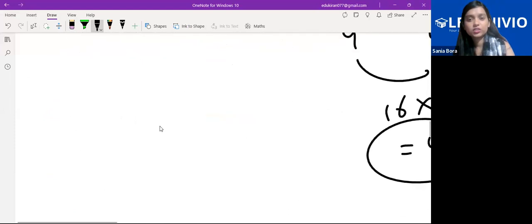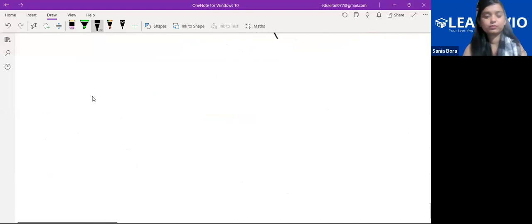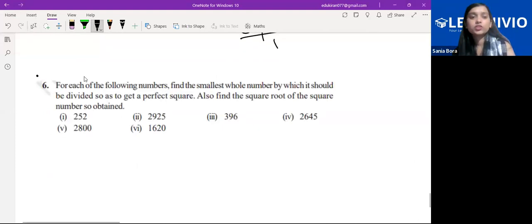So today we will be starting with the sixth question. The sixth question says, for each of the following number, find the smallest whole number by which it should be divided. So same thing, but here you need to divide it. Clear? Okay. So quickly start doing this.